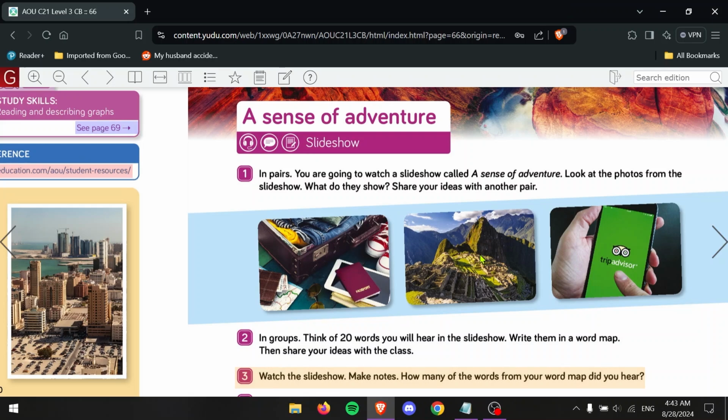It looks to be somewhere, maybe in Europe, I'm guessing, or a specific country. We have a smartphone with TripAdvisor, which I'm guessing is an app that you could use to review some of the places that you want to visit before actually going there. You could also look at prices, things like that. This would be my educated guess. Maybe you have similar ideas. Maybe you have some other stuff that I couldn't think of. That is completely fine as well.